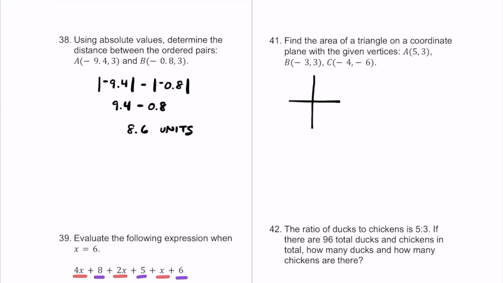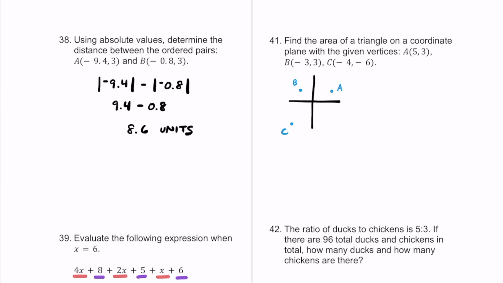So 5, 3, that's going to be 5 to the right and 3 up, maybe something like this. And then B is going to be negative 3, 3. So maybe something in quadrant 2 like this. And then C, we have negative 4 and then negative 6. So somewhere down here like this.